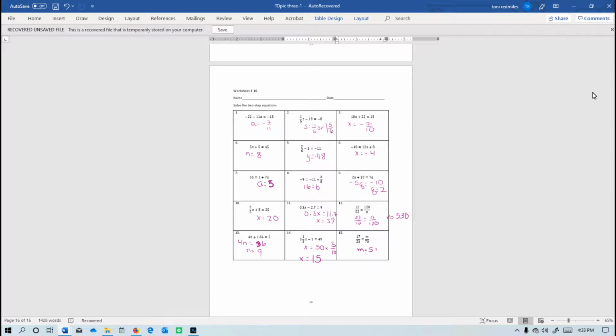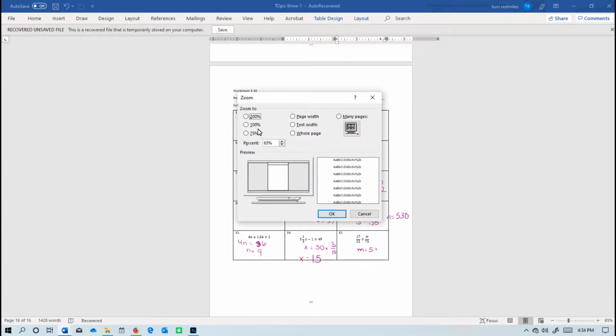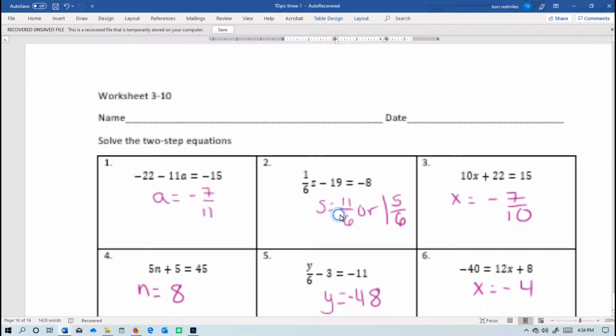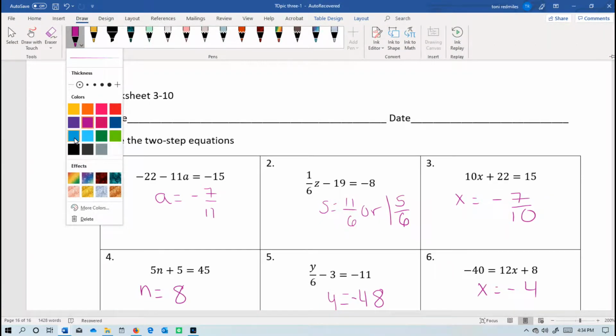So I'm assuming you've already paused, since you know the drill. And I am going to get started. What color do I feel like using today?